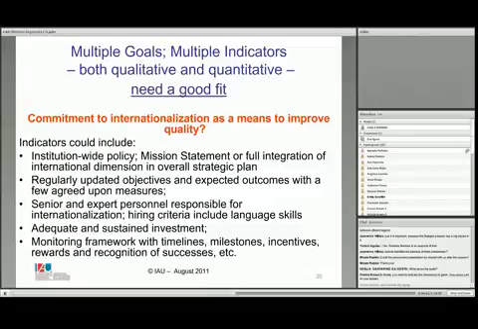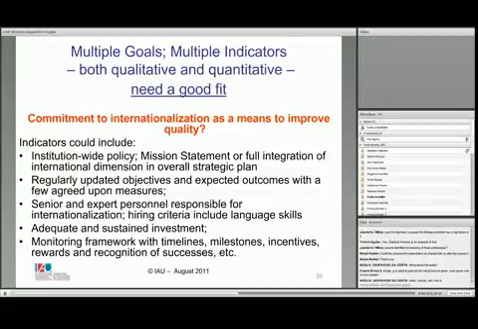Are they senior enough? Are they expert enough? Does the expertise that they bring to the job include international experience? Language skills, is that part of the process of selecting the people who are in charge of internationalization? Of course, adequate and sustained investment by the institution into internationalization is another indicator.